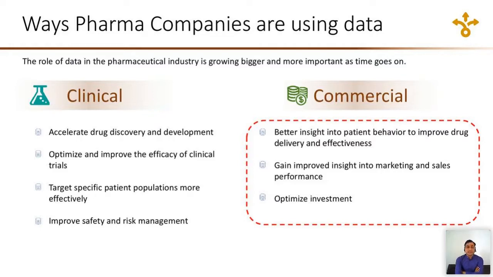Then we have to target the specific patient population more efficiently, and we will be able to improve safety and risk management. So these are some of the clinical aspects. If I talk about the commercial side, it will ultimately give us better insight into patient behavior to improve drug delivery and effectiveness. We'll be able to gain improved insight into marketing and sales performance, and we will be able to optimize the investment as well. Because in the commercial side, it would be all about revenue generation: what we are doing, how we are doing it, and what we are getting out of it.